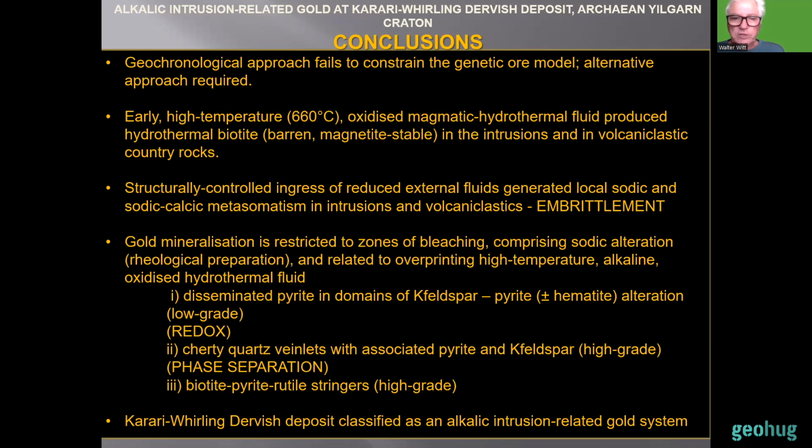sodic alteration assemblage. Secondly, cherty quartz veinlets with associated pyrite and K feldspar produced high-grade gold as a result of phase separation, producing pyrite with numerous metallic inclusions, including native gold. And finally, biotite-pyrite-rutile stringers, which also produced high-grade gold. In conclusion, the Karari-Whirling Dervish gold deposit is best classified as an Archean alkalic intrusion-related gold system.